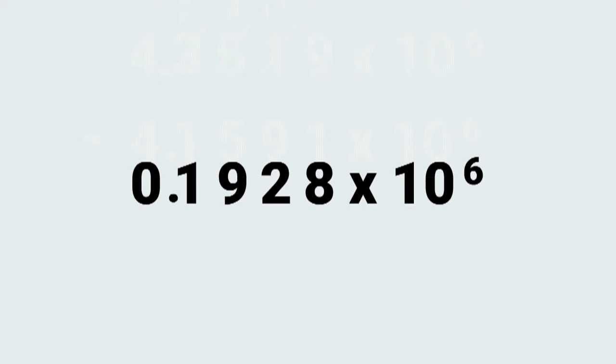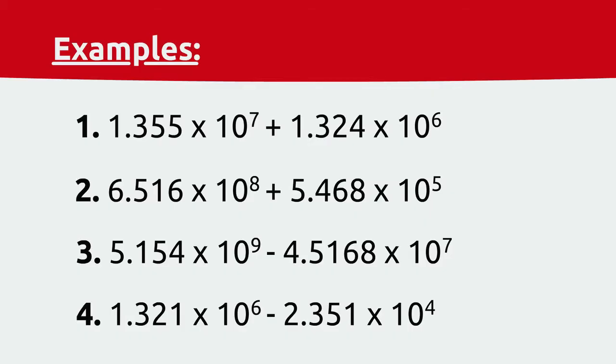But this too is not appropriate according to the notation. It has a 0 on the left side of the decimal point. So we move the decimal point and change the exponent accordingly. Here are a few examples. Answer will be revealed soon. So pause the video if you want to give it a try.